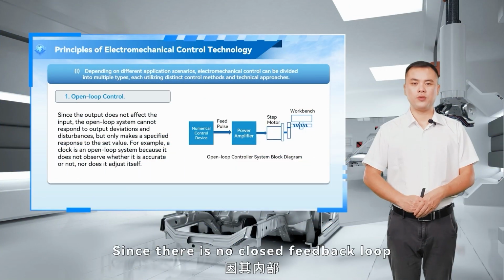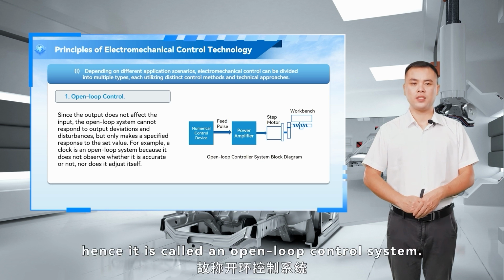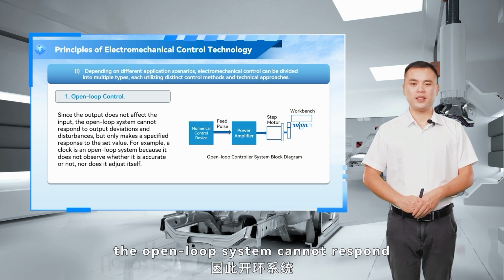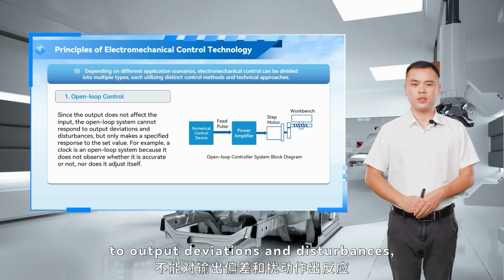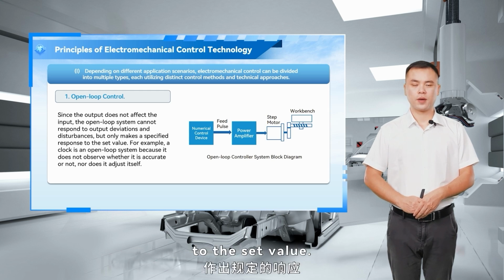Since there is no closed feedback loop formed inside, it is like a disconnected loop, hence it is called an open-loop control system. Since the output does not affect the input, the open-loop system cannot respond to output deviations and disturbances, but only makes a specified response to the set value.